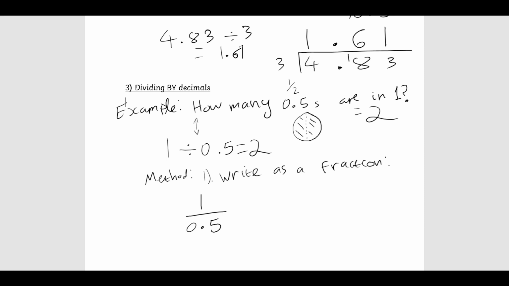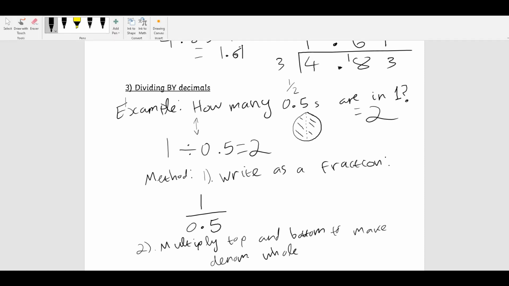What I'd like to do then is multiply top and bottom by the smallest power of 10 necessary to make the bottom, or the denominator, into a whole number. To make the denominator whole. Let's do that here.